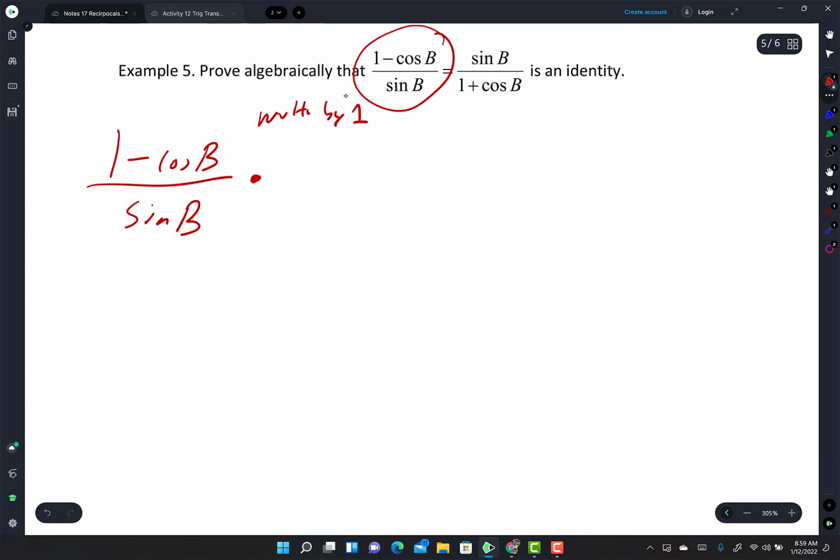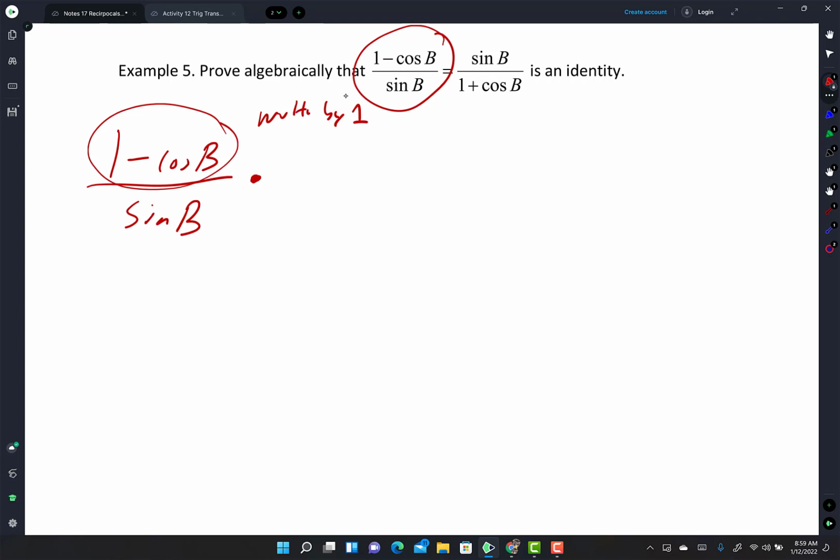The smart 1 to use, we have two choices, and both choices are correct. It doesn't matter which. We can either multiply this by sine b over sine b, or we can multiply by the conjugate, the binomial conjugate, not to be confused with the complex conjugates. The conjugate of 1 minus cosine b is 1 plus cosine b.